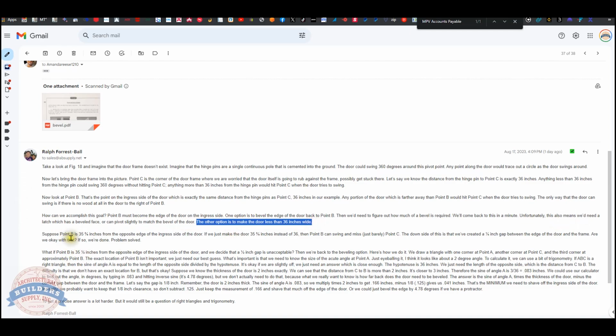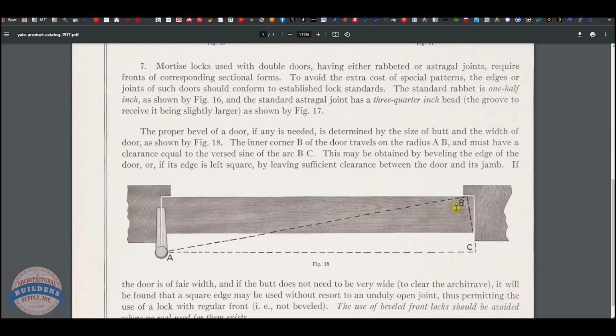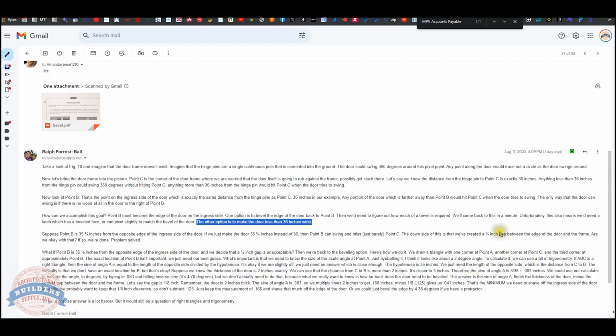Okay, suppose point B is 35 3/4 from the opposite edge of the ingress side of the door. If we just make the door 35 3/4 instead of 36, then point B can swing and miss point C, just barely. So his argument is make the door smaller than 36. In fact, make it 35 3/4, and it won't hit the jamb. The downside of this is that we've created a 1/4 inch gap between the edge of the door and the frame. Are you okay with that? If so, we're done, problem solved.